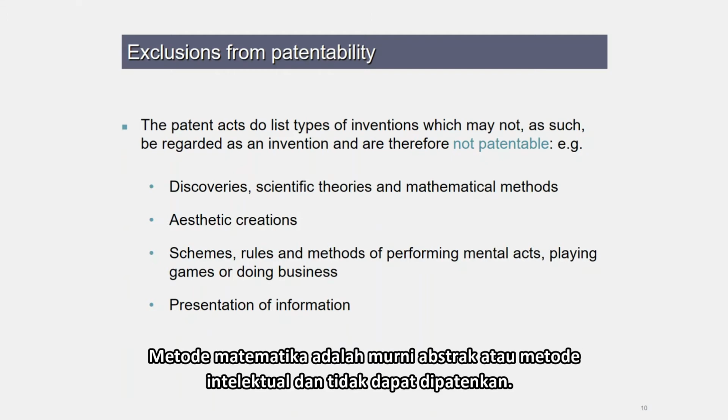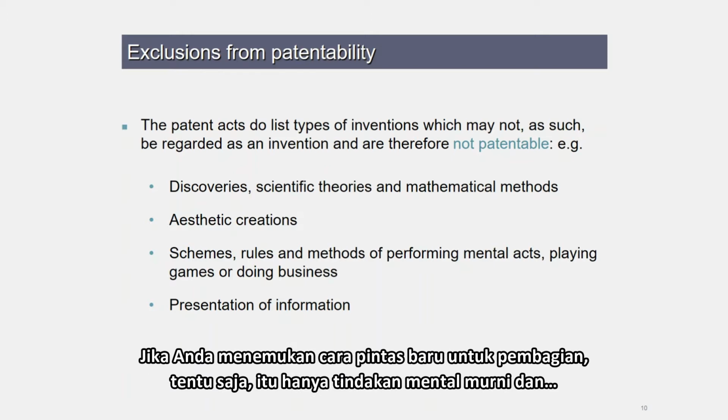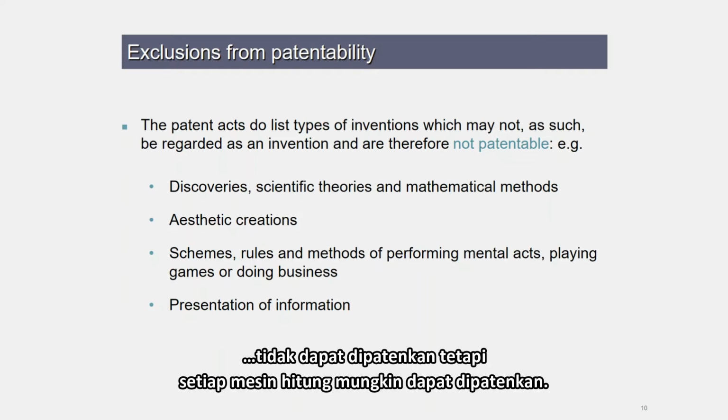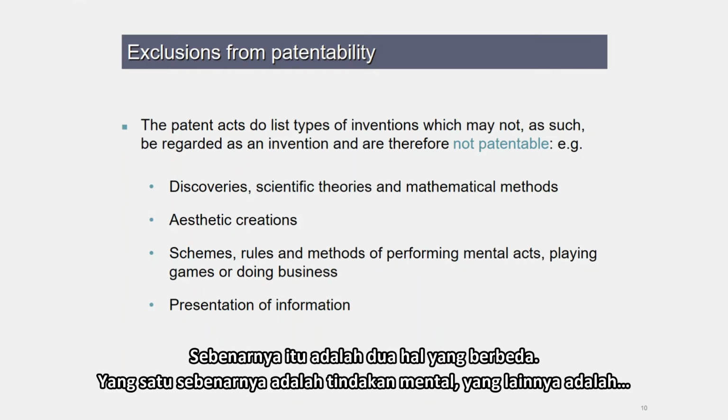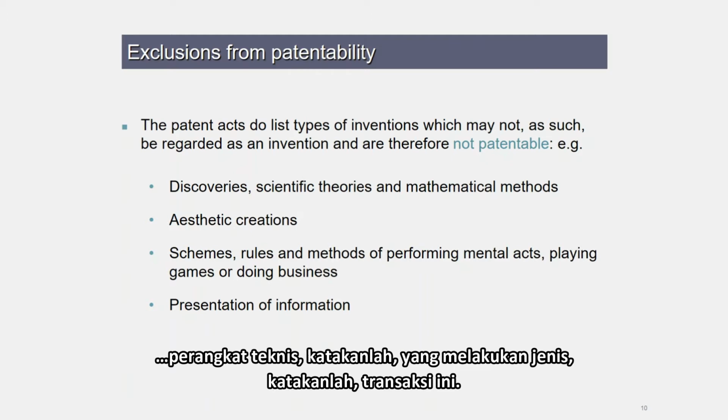Then mathematical methods are purely abstract or intellectual methods, and these are not patentable. So if you find a new shortcut method for division, of course, it is just a pure mental act and it is not patentable. But every calculating machine might be patentable. And that is actually two different things. One is actually a mental act. The other one is a technical device that does these types of transactions.